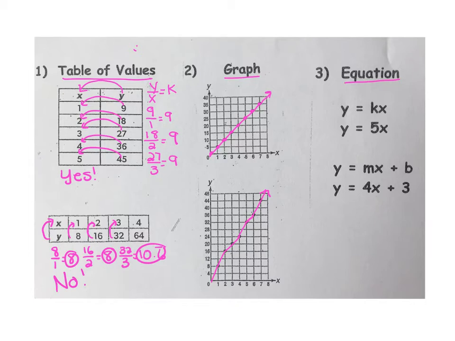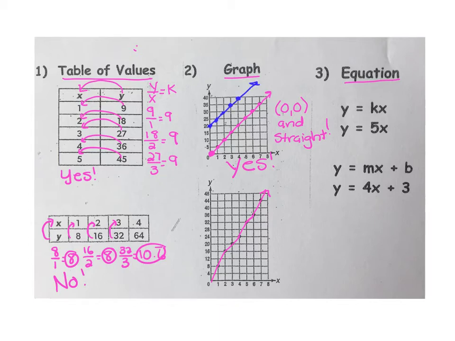Take a look at the first graph you've been given. It has to pass two different standards. It has to start at 0, 0, which it does, and it also has to be straight, which it is. So in this case, yes, this is a proportional relationship.